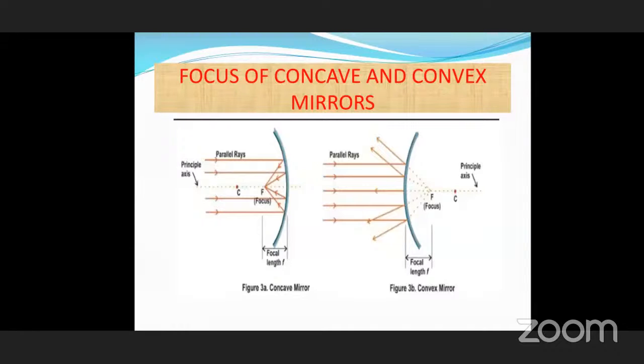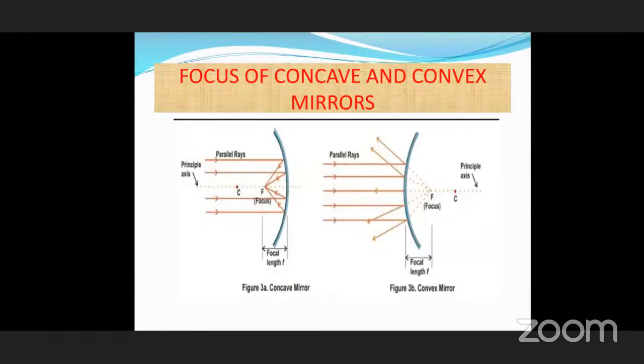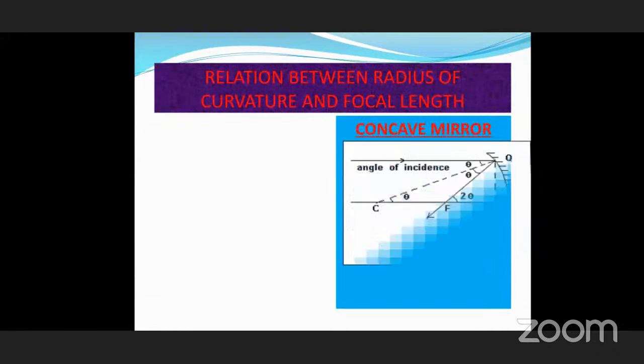Generally, focal length is represented by small f. If it is the focus point, we have to represent it with capital F. Capital F represents the focus, small f represents the focal length, the length we want to measure. So this is just to understand how to draw the ray diagrams to show the focus.